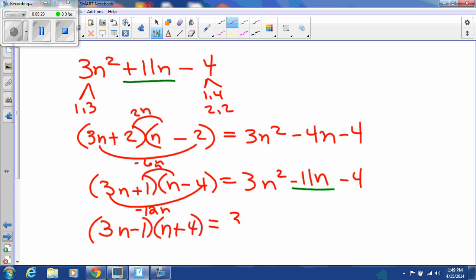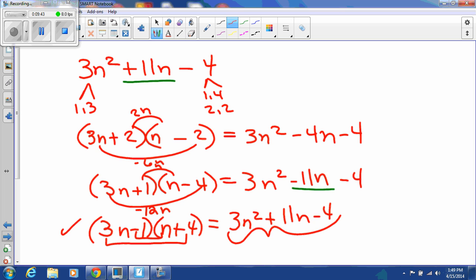Now when I multiply, I get 3n squared. I get 12n minus n, which is plus 11n, minus 4. This is correct, so this is my correct answer. 3n minus 1 and n plus 4.